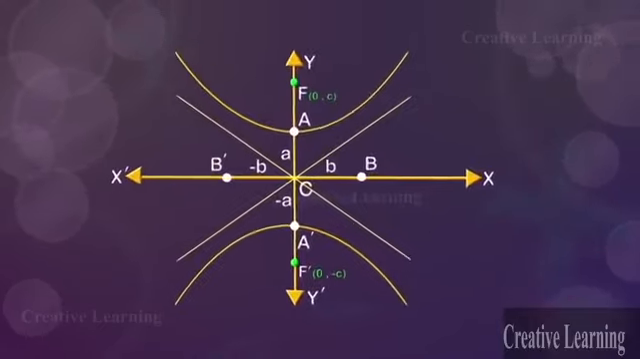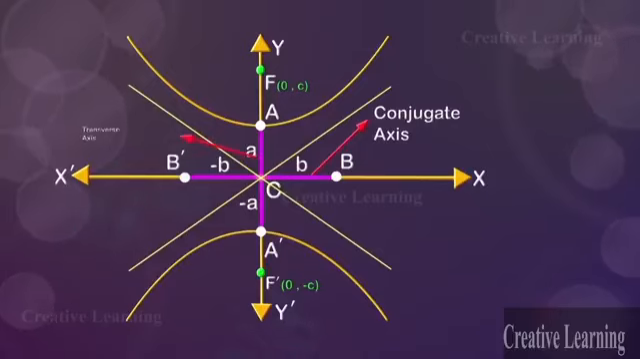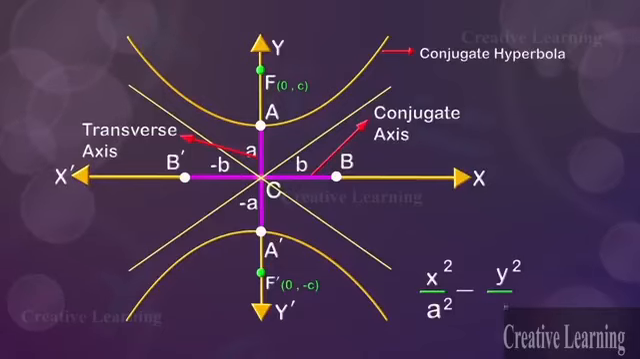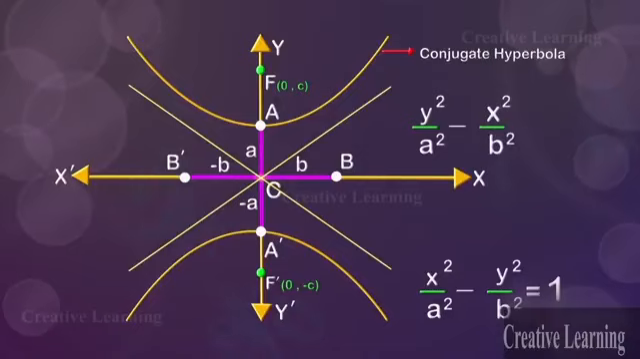The hyperbola whose transverse and conjugate axes are respectively the conjugate and transverse axes of a given hyperbola is called the conjugate hyperbola of the given hyperbola. Thus, if x square by a square minus y square by b square is equal to 1 is the given hyperbola, then y square by b square minus x square by a square is equal to 1 is its conjugate hyperbola.